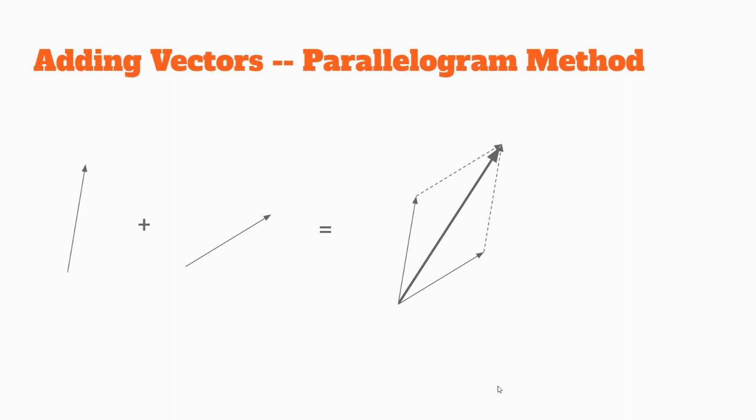And the last method is quite the same as tip to tail, but it's worth knowing because there are a few questions that are better solved with the parallelogram method. As we can see, put the origins of the vectors in the same position, use the same orientation, make the parallelogram, and draw the diagonal.